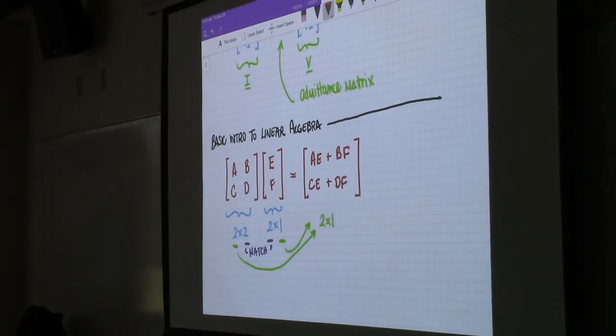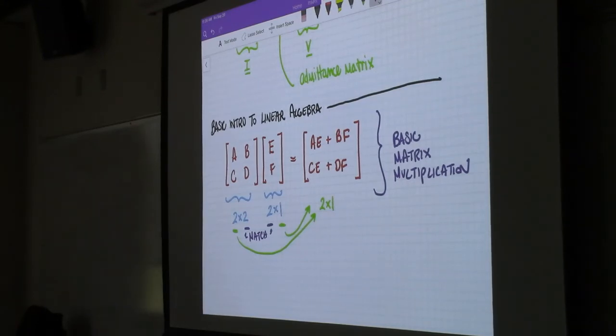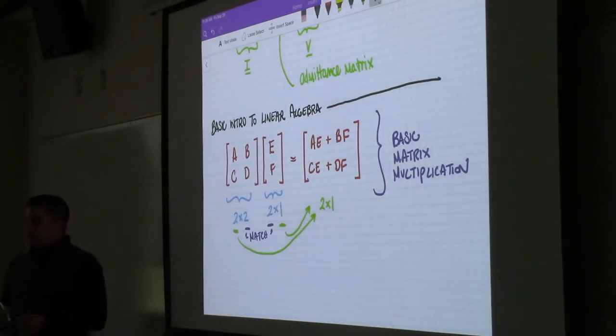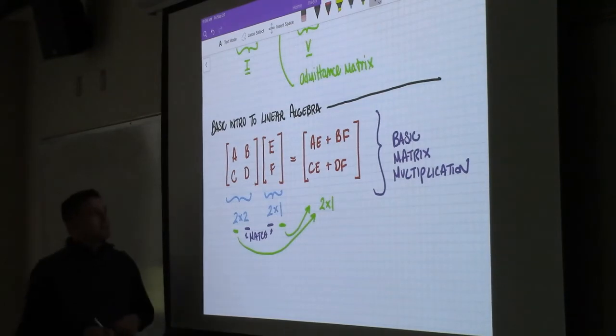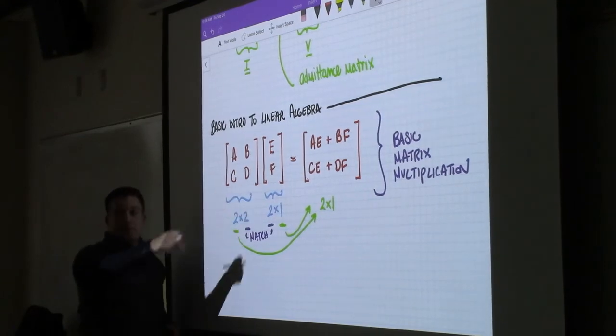Okay, so that's basic matrix multiplication. Matrix addition and subtraction, I don't need to talk about. You can only add and subtract matrices that are of the exact same size. And in that case, all you do is just add or subtract the elements. So if you have two 2 by 2 matrices, add this element to the 1 by 1 element, add this to the 2 by 2 element, 3 by 3 element, 4 by 4 element.